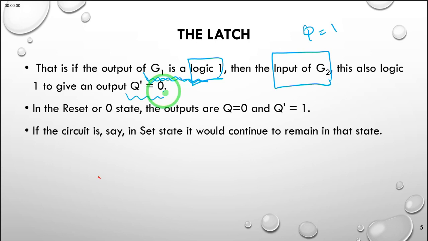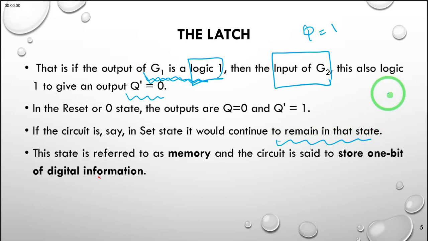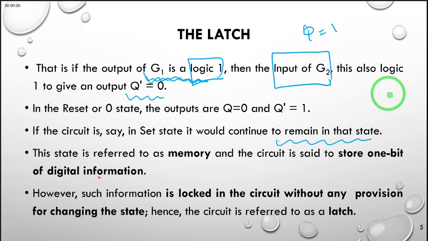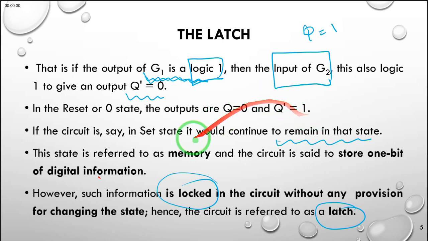And what we have said about the latch is that if it is in set state, it will not change. It will remain in that state because the feedback we are getting will always be the same. This state is referred to as memory, and that is what consists of the latch being said to store 1 bit of digital information. But we have said that that locked state is what limits the latch from changing to another state. We say that it is locked, it cannot change from one state to another, and for that reason it is not useful. It is just a memory that you can never store anything.